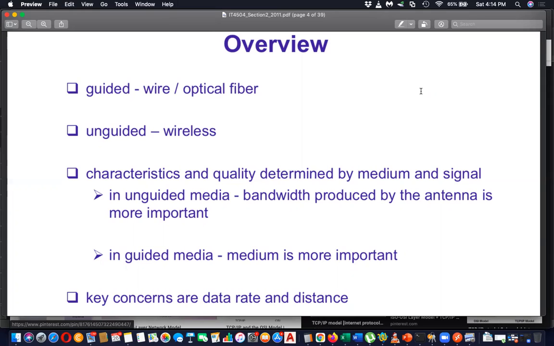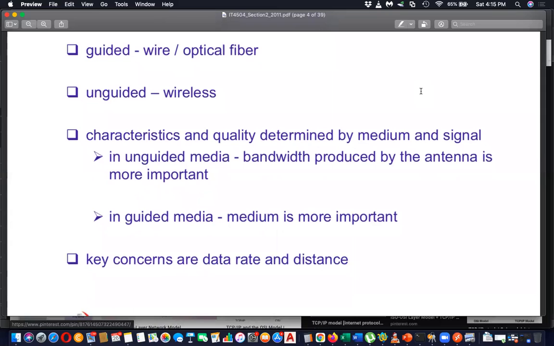Okay, then for unguided media, the bandwidth produced by the antenna is more important, and for guided media, the medium is more important. So bandwidth, we talked about last week. What is bandwidth? Difference between the lowest and highest frequency of the spectrum is called bandwidth. So in wireless media, bandwidth is more important. And in guided media, the medium is more important because based on the medium only, the transport distance will depend.